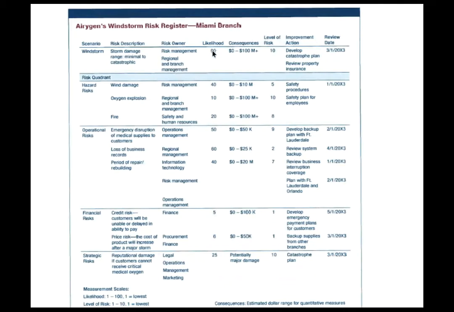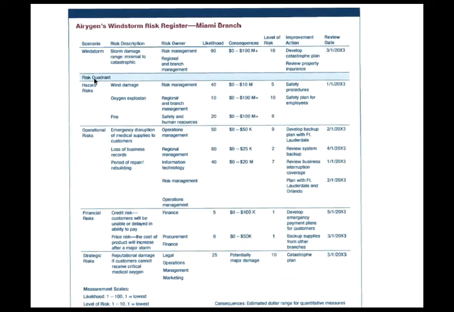The likelihood of having a windstorm at some point during the year, right, most probably likely, 90% chance is what they're saying. The consequences related to that is that they could lose anywhere from 0 to over $100 million. The level of risk is a 10, which is the highest risk, which they've noted down here on the scale. In their improvement action, develop a catastrophe plan and review property insurance. And then they have a review date.